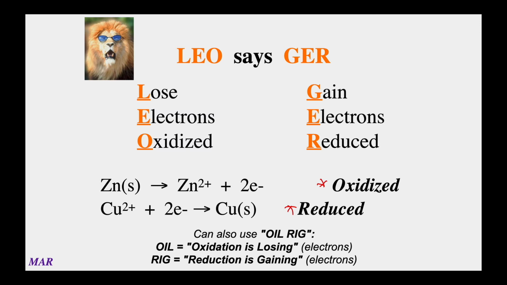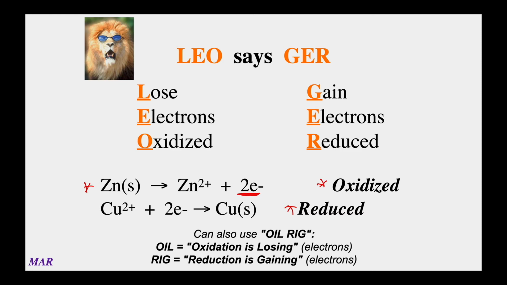So in this case then, Leo the Lion says grr, zinc is losing electrons. Notice that electrons are a product, all right? So the zinc, the reactant, has lost electrons. Electrons are a product. That's what it means to be oxidized. Notice that the charge of the zinc on the right is more positive than the charge of the zinc on the left, which was neutral. That's another way to tell that something has been oxidized. But again, lose electrons oxidized, zinc has lost electrons, it's being oxidized.